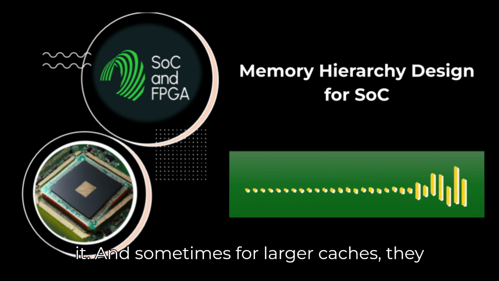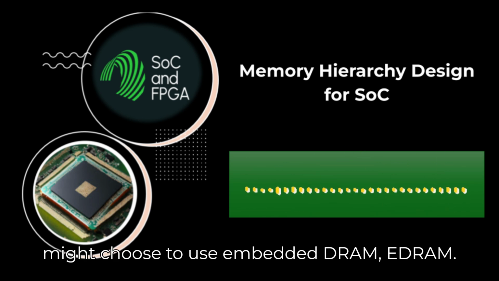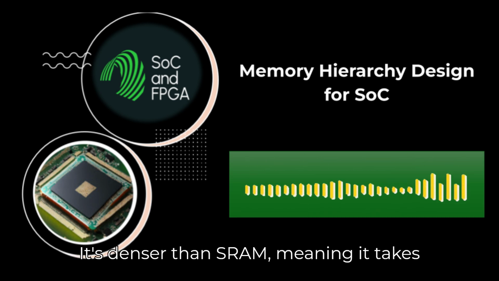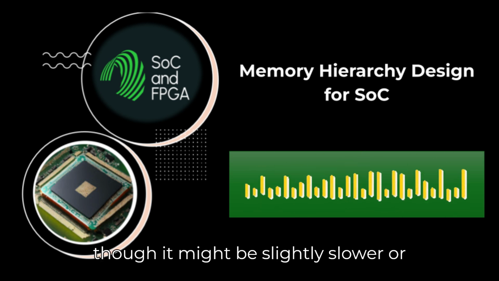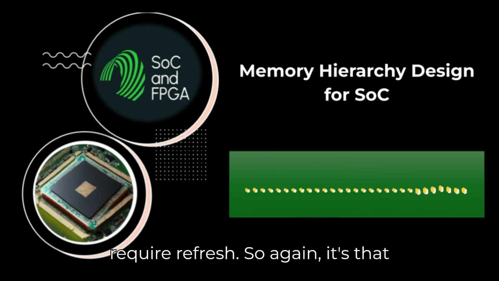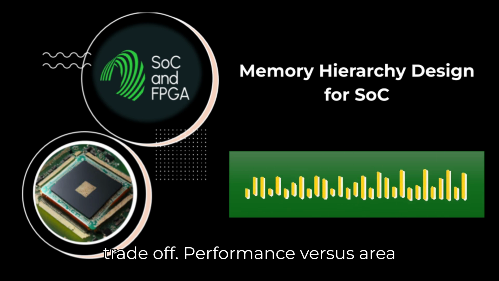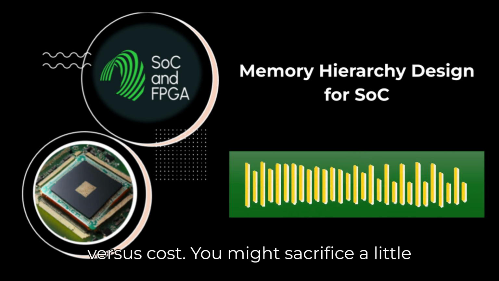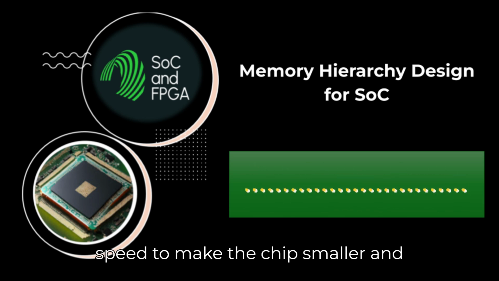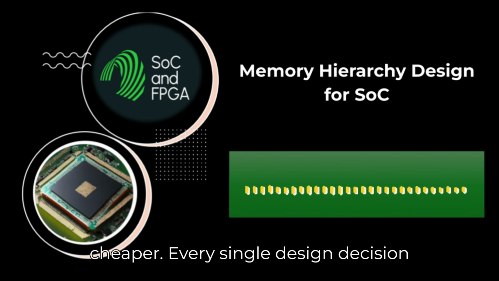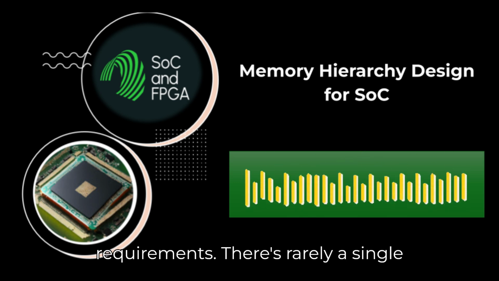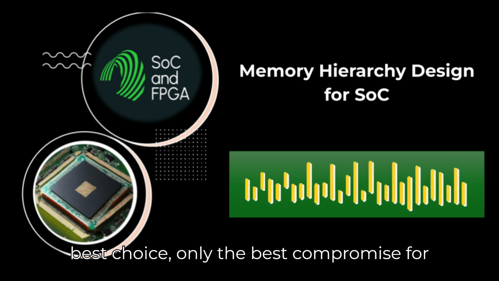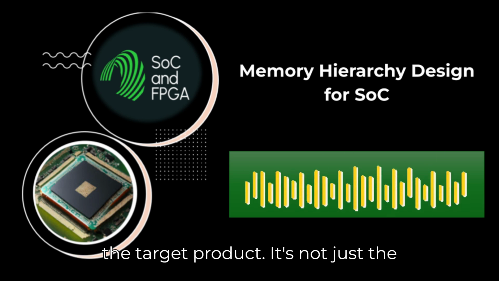And sometimes, for larger caches, they might choose to use embedded DRAM, eDRAM. It's denser than SRAM, meaning it takes less area for the same capacity, even though it might be slightly slower or require refresh. So again, it's that trade-off. Performance versus area versus cost. You might sacrifice a little speed to make the chip smaller and cheaper. Every single design decision involves navigating these competing requirements. There's rarely a single best choice, only the best compromise for the target product.